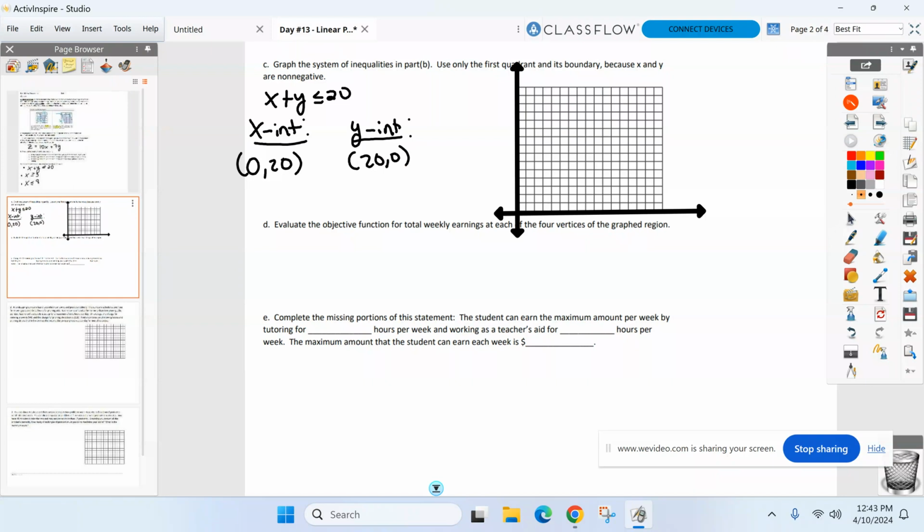If you go by twos, make sure you tell me you're going by twos. Just label a couple, like 2, 4, 6, 2, 4, 6, so I know you're going by twos and not ones. Where's 20 going to be? 8, 10, 12, 14, 16, 18, 20.